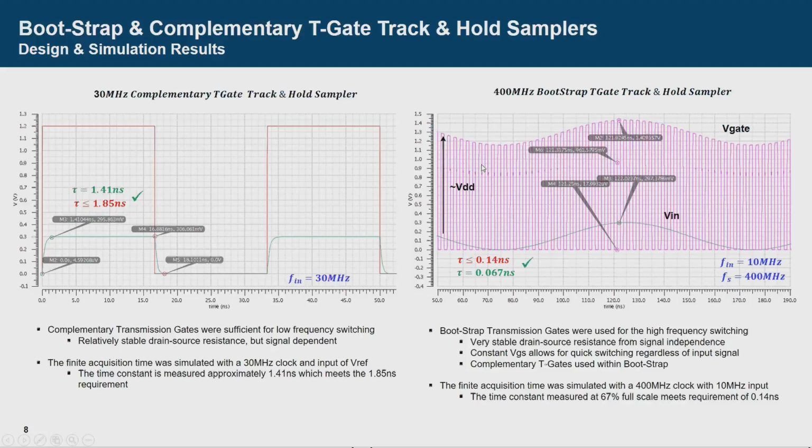On the right are the simulation results for the bootstrap track and hold sampler. The input frequency in this scenario is 10 megahertz, and the track and hold samplers are running at 400 megahertz. The pink is actually the gate voltage on the output transistor, and you can see that there is a VGS of approximately the power supply VDD. So the gate of the transistor rides on top of the input, leading to a constant VGS, which leads to a very stable on resistance. As a result, you can see that the tau of 0.14 nanoseconds was met with 0.067 nanoseconds.